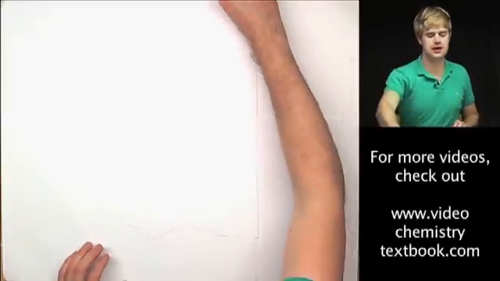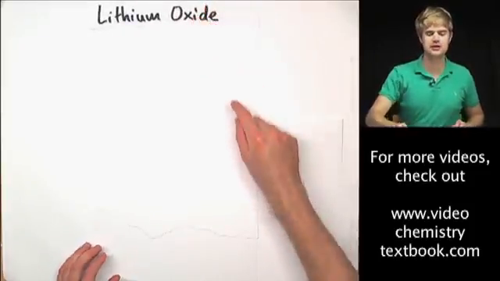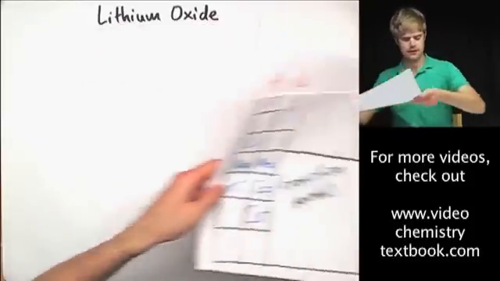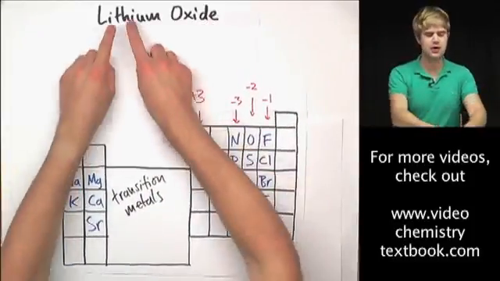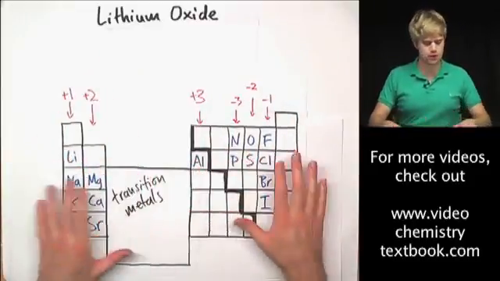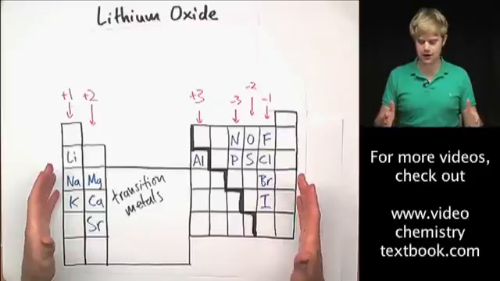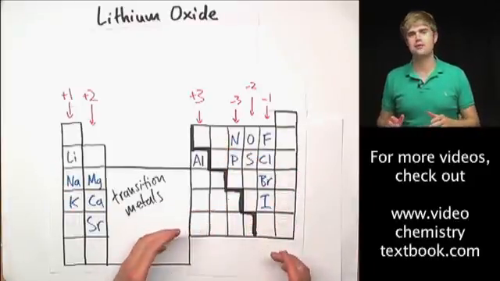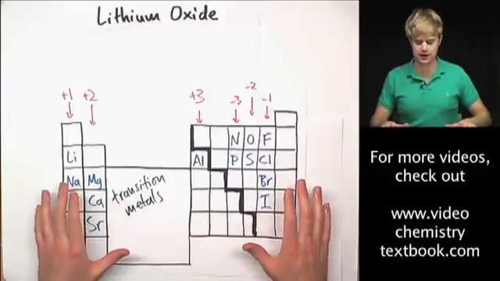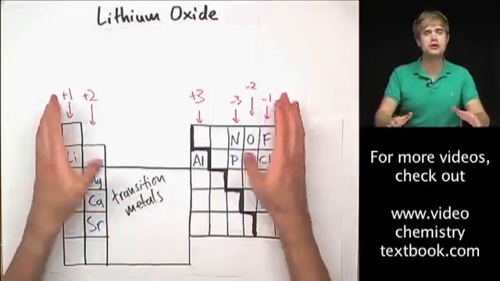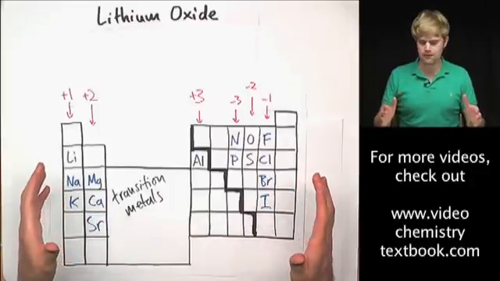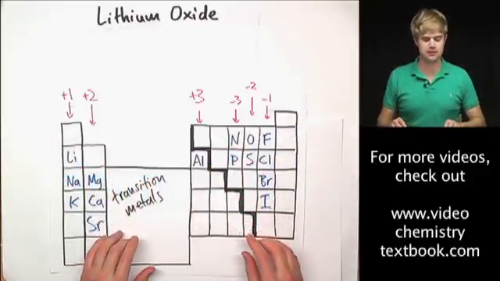Let's start with our first example, lithium oxide. So when I'm doing these kinds of problems, the first thing that I want to do is find both of these elements on the periodic table. I'm using this kind of weird version of the periodic table that I just wrote out. I left out a lot of the elements because they're not important for what we're doing here, and I thought they were kind of distracting. But don't be confused. This really is no different from the periodic table that you probably have in your book. It's just that it's missing a lot of the elements.